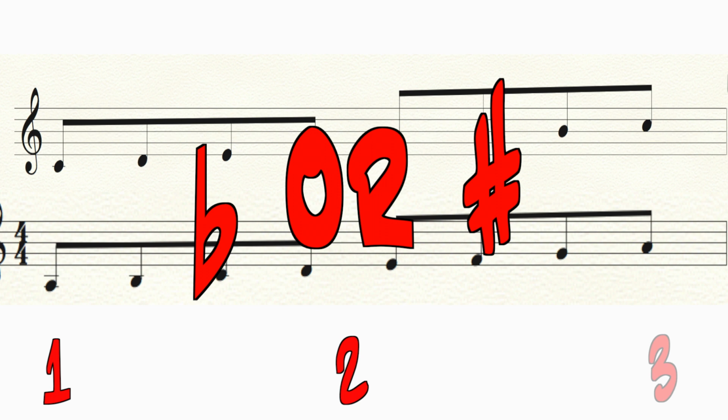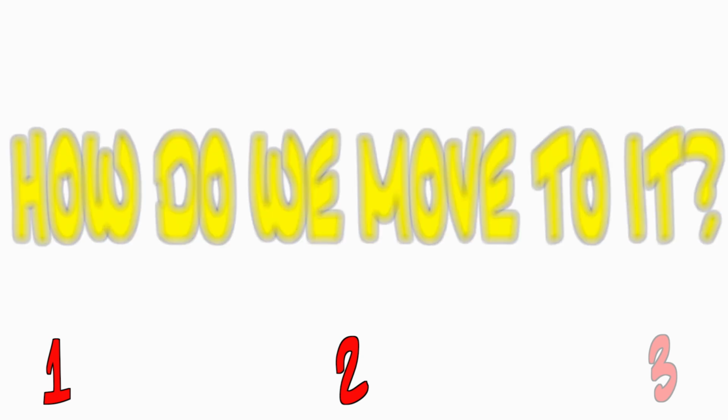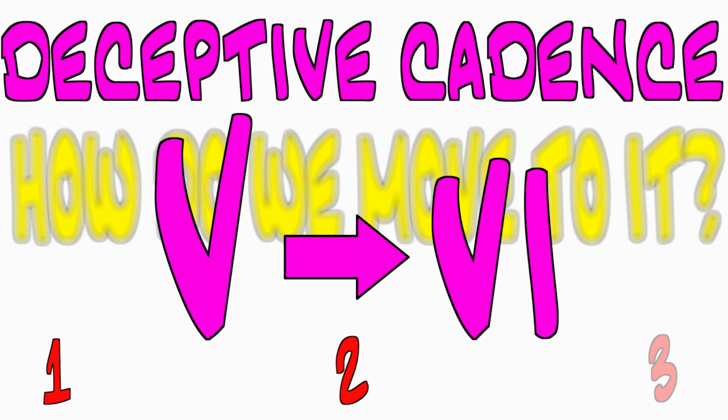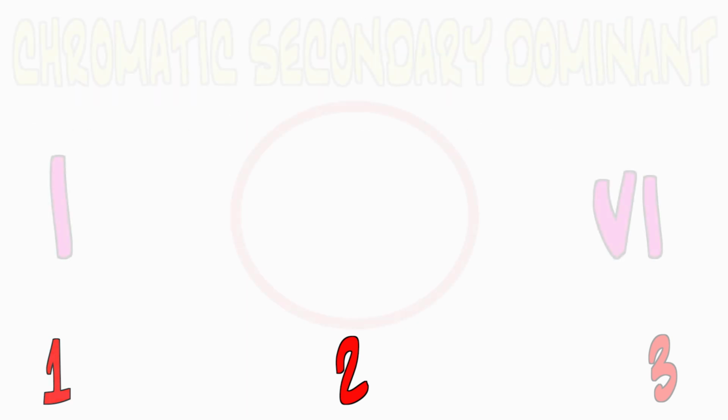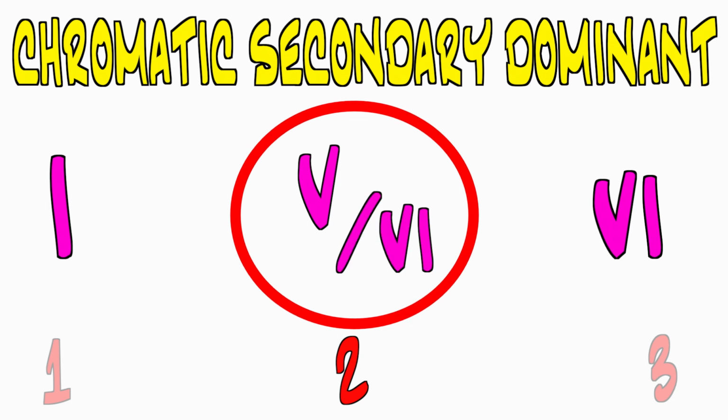So now that we're familiar with what relative minor is, how do we move to it? There's a lot of ways to achieve this, one of which being a deceptive cadence, which is a 5/6 progression. But today we're going to talk about the Chromatic Secondary Dominant. Now, what is a secondary dominant? A secondary dominant is simply the dominant of the chord we want to move to, but in a new context.